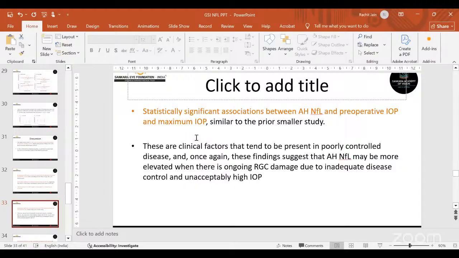There was a statistically significant association between aqueous humor NFL and preoperative IOP and maximum IOP, similar to their prior study. And these are what they concluded to be clinical factors that tend to be present in poorly controlled disease. And once again, these factors suggest that aqueous humor NFL may be more elevated when there is ongoing RGC damage due to inadequate disease control and unacceptably high IOP.